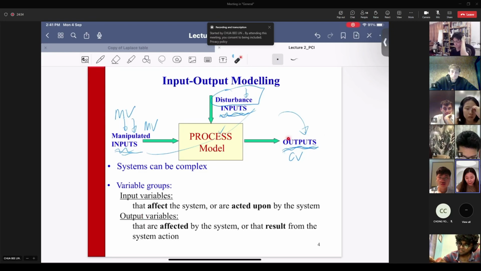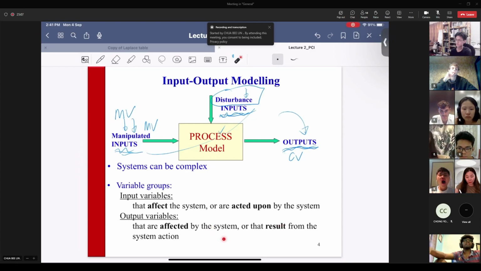Output variables will be the one you want to control. For example, you want to study the temperature change, or you want to study the composition change. So this one will be the dependent variable, resulting from the system action.